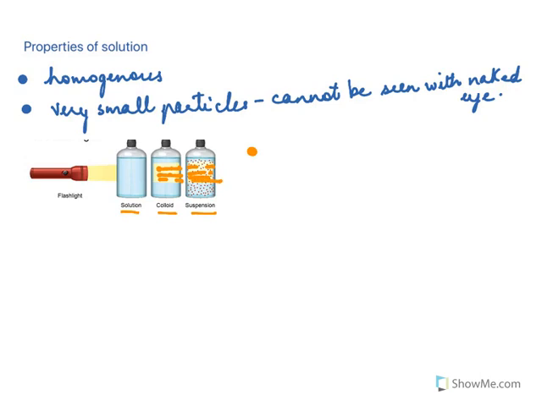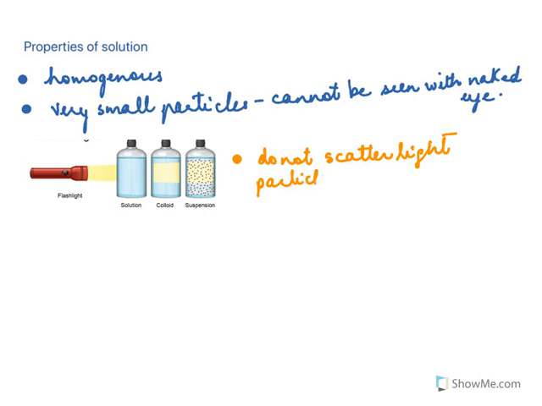So we can say that solutions do not scatter light. And the reason why solutions do not scatter light is because the particles are very small in size. So if you're asked why solutions do not scatter light, it is because the particles are very small in size. They're too small to scatter light.